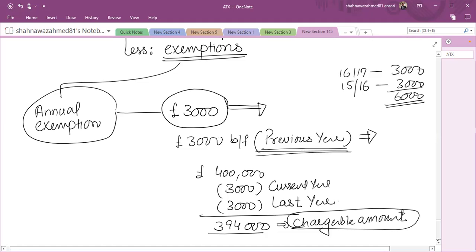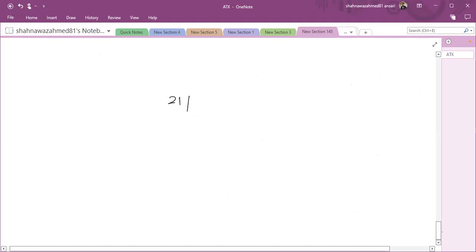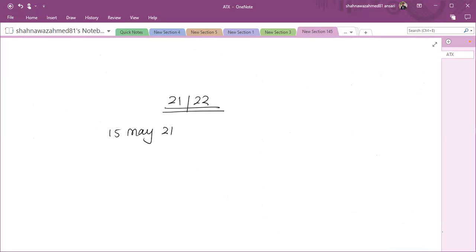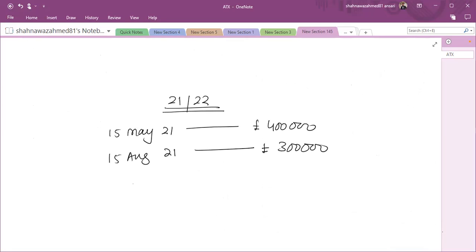For example, suppose there are two gifts. In the tax year 21-22, we have two gifts. The first gift is on 15th May 21, worth 400,000. And on 15th of August, there is another gift which is worth 300,000. There is only one exemption, not an exemption for every gift. So we'll use the exemption from the first gift, current year 3,000 and previous year 3,000. Now, when it comes to the second one, there is no exemption available. Why? Because we have already utilized it on the first gift in the tax year.